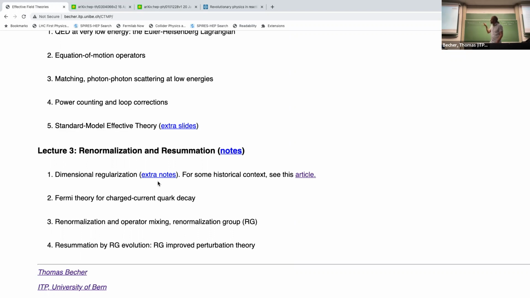Before diving into this example, which will be a big quark decay process that we'll discuss, I want to discuss a little bit dimensional regularization. So I promised yesterday that we will compute the volume of the d-dimensional sphere because it's fun.